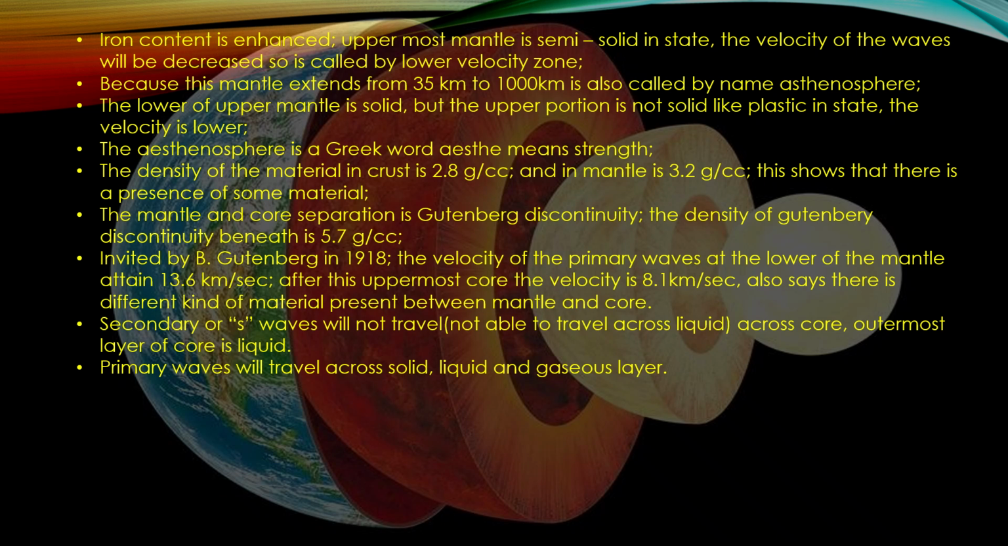The velocity of the primary wave, that is the P wave, at the lower mantle attains 13.6 km per second. Previously it was 7.4. At the uppermost core, the velocity will be 8.1 km per second. Also, a different kind of material is present between the mantle and the upper core. The secondary wave will not be able to travel because the core is generally in a liquid state. The primary wave will travel across solid, liquid, and gaseous layers.